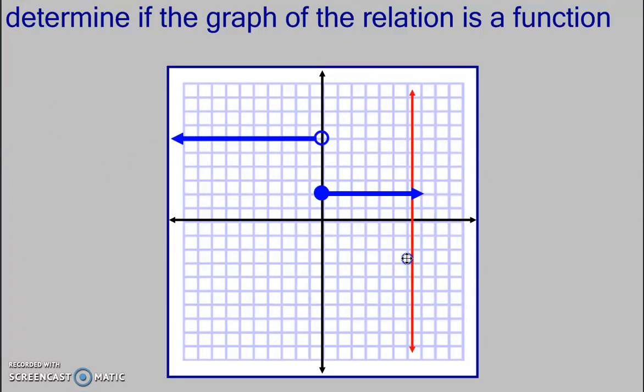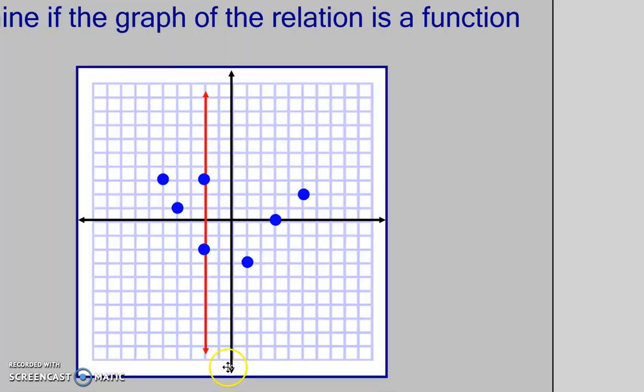Is this a function? Well, right at this point, notice this is filled in. That means there's a value here. This is open, so there's no value there, which means it's not touching here. It's touching down there. This is called a step function. This is a function. This also works if you have a scatter plot. If I move this vertical line across, it touches 1, and then right here, touches 2 points, so this is not a function.